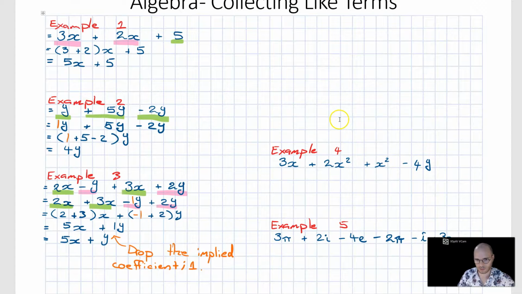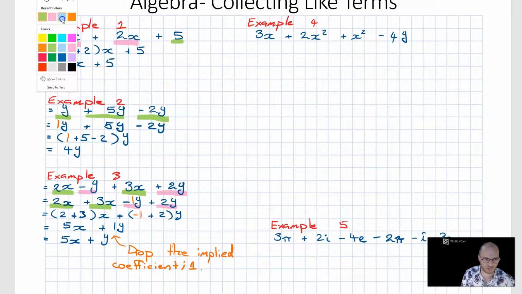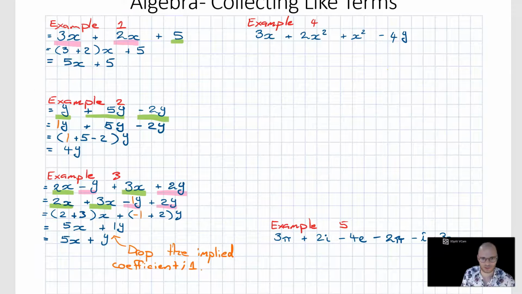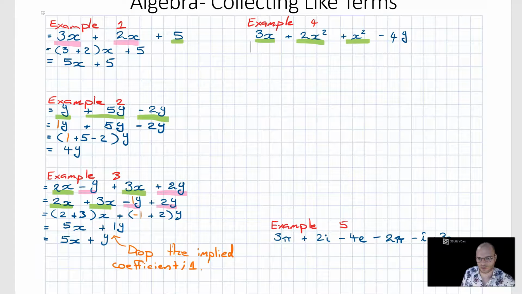Alright, example 4, we're moving along. In example 4 we have 3x plus 2x squared plus x squared minus 4y. Once again, we're dealing with x's and y's. So what I'm going to do is go through and highlight all of my terms with x's in them. And then I'll highlight my terms with y. The sole -4y is out there by itself.